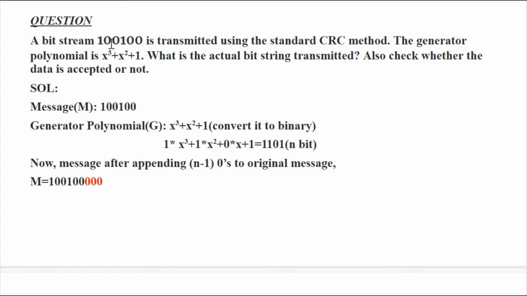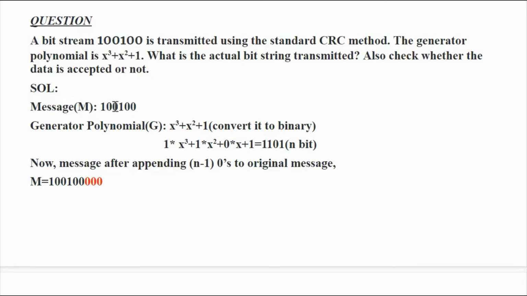Question is, a bit stream 100 is transmitted using standard CRC method. The generator polynomial is x cube plus x square plus 1. What is the actual bit string transmitted? Also check whether the data is accepted or not. Fine, so we have to perform all the operations from sender to receiver.